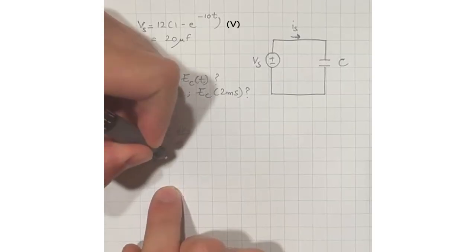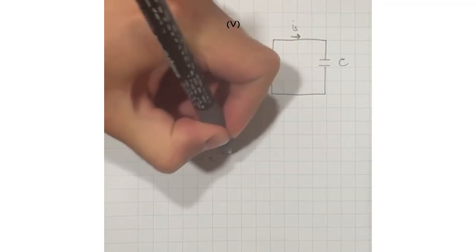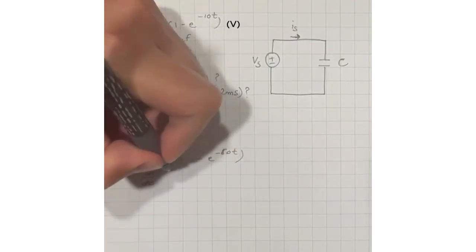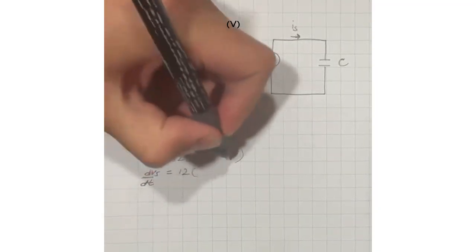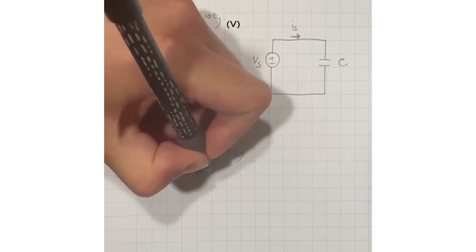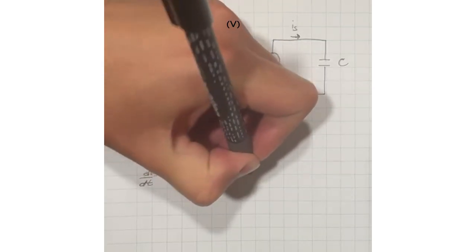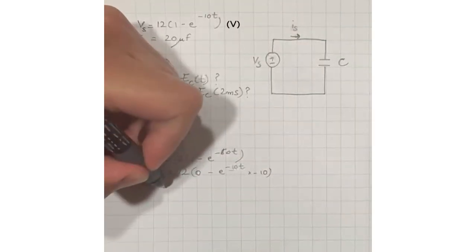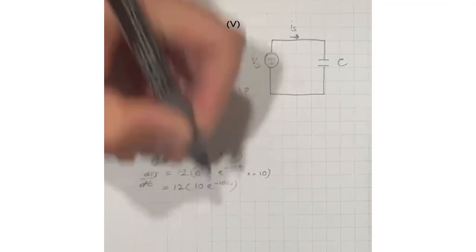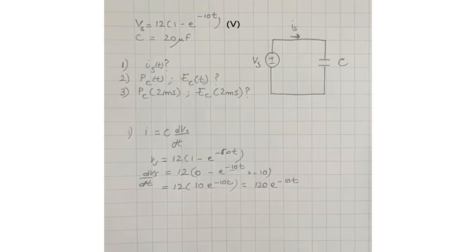So we have that Vs is equal to 12 times 1 minus e to the minus 10t. Now we derive it with respect to time. So we leave the 12 outside and we derive what's inside. Derivative of 1 is 0. And for e to the minus 10t, it's just e to the minus 10t. And we multiply by the derivative of minus 10t, which is minus 10. And so the derivative will be equal to 12 times 10 e to the minus 10t, which is 120 e to the minus 10t.